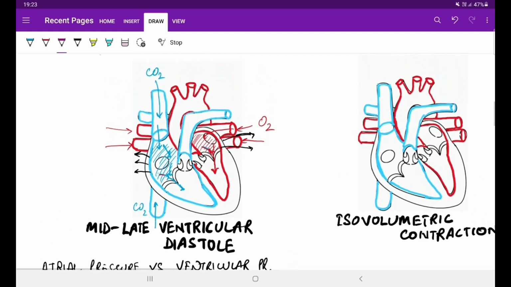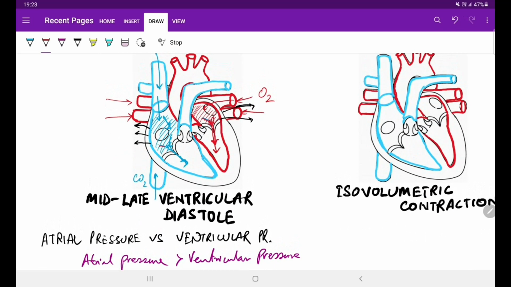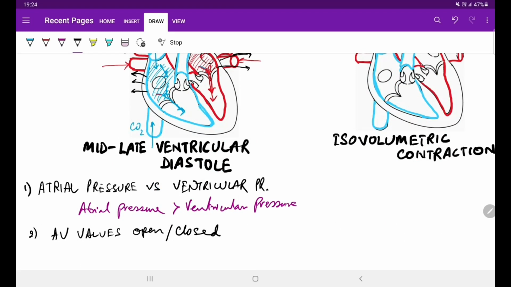So, atrial pressure is more than the ventricular pressure. Because of the high pressure exerted by the atria by the filling of the blood, the valves have opened up. The valves are just under the pressure of the atrial blood. So, the next point of discussion and observation will be whether the valves are opened or closed.